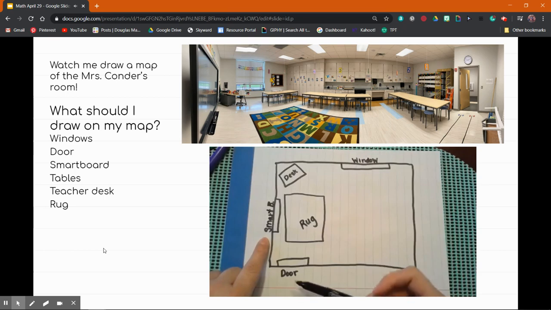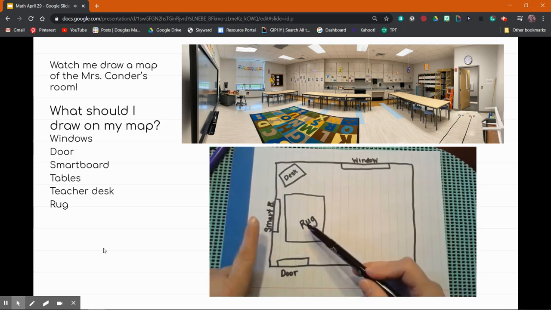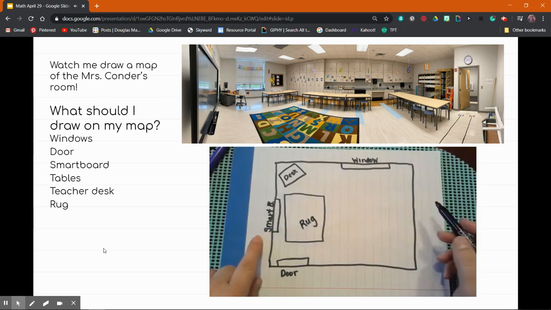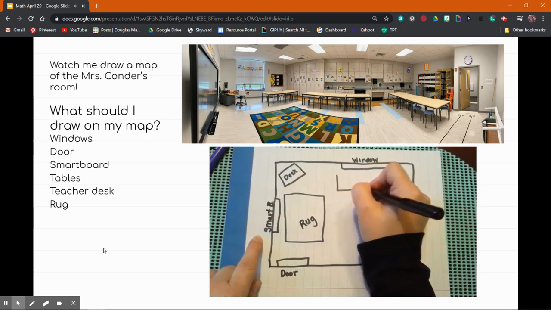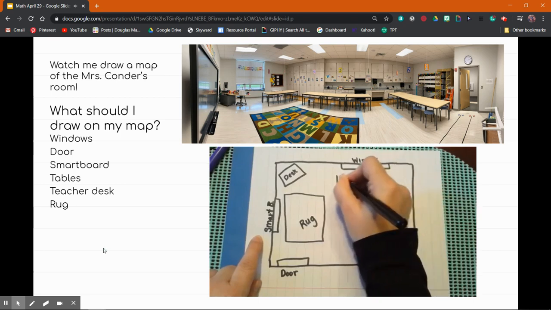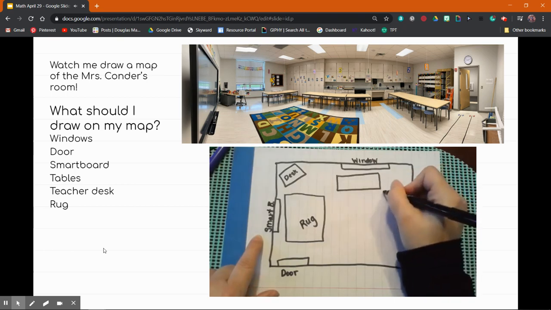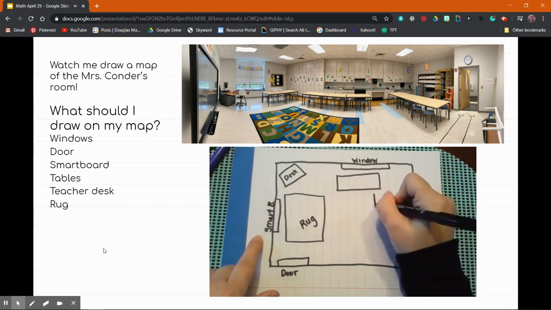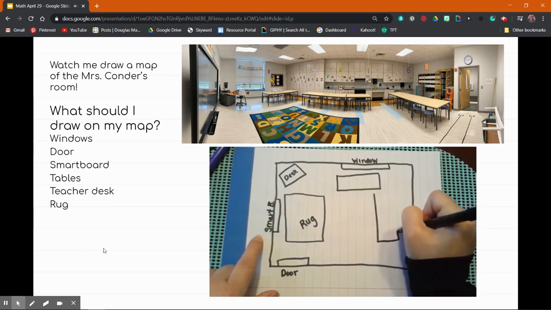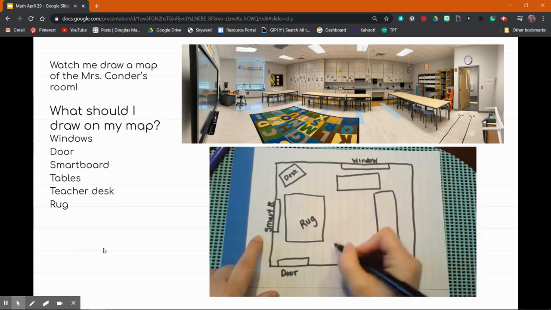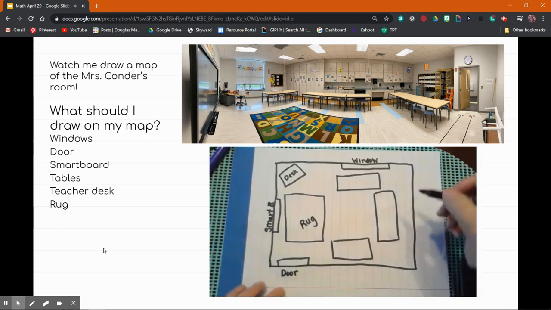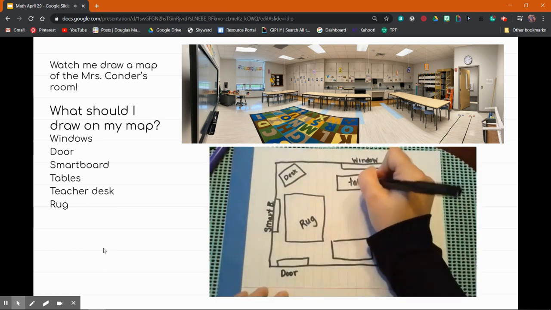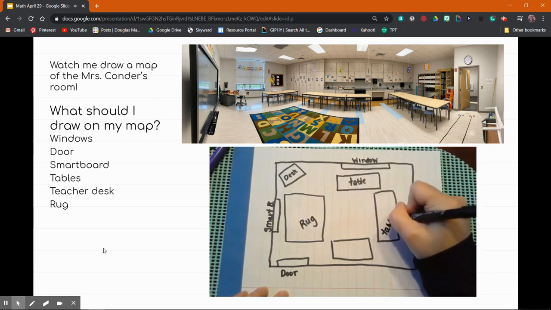Okay, so I have a lot of important things so far. I have where we're coming in, the rug, smartboard, desk, window. Something else I want to include are where the students sit, where you guys sit during class. So those tables, if I look at the picture, are in the shape of rectangles. So I'm going to draw rectangles to represent the tables. And there's one kind of on each side of the room. And really my rug kind of goes here, but you know, we're doing our best here. So this is a table, table, table.